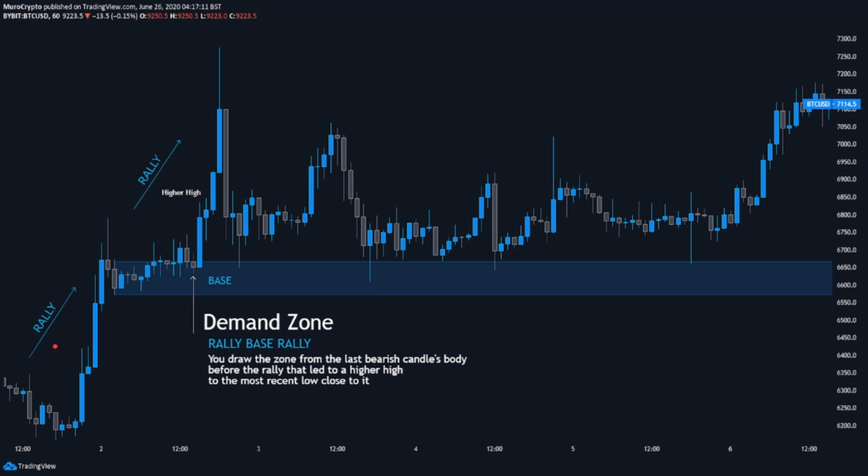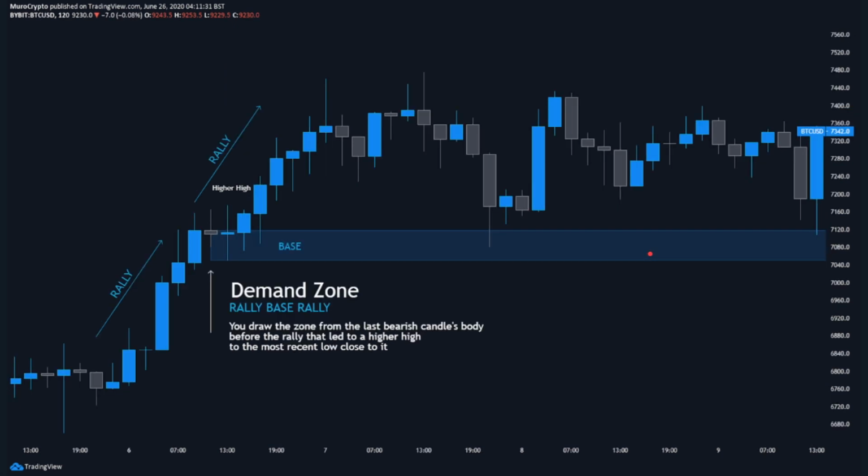Let's look at some real examples. Here we have a demand zone, and we start with the rally base rally. As you see, the rally, base, and then the rally that led to a higher high. Here this is the high, and then here the price makes a higher high, so we take the zone from the last candle's body, which is this one here, to the recent low, which is close to it, and price shows nice reaction, as you see. Another example for a rally base rally zone. So you see a rally, then a base, last bearish candle's body before the move that led to a higher high. So this was the high here, and you see the higher high. This is the base. Price returns and shows reaction, as you see.